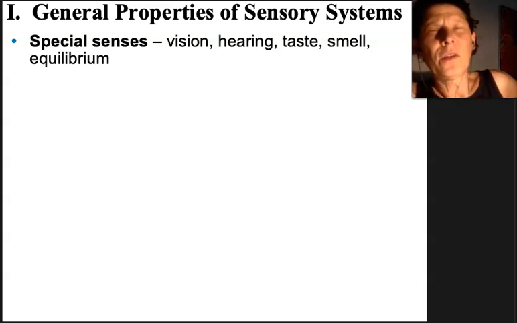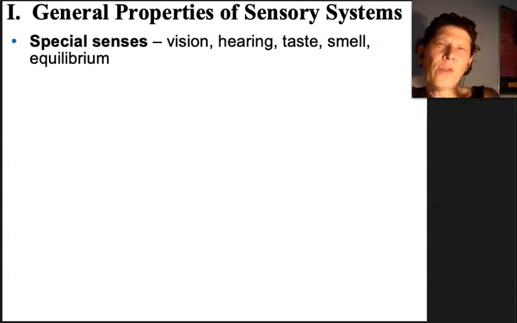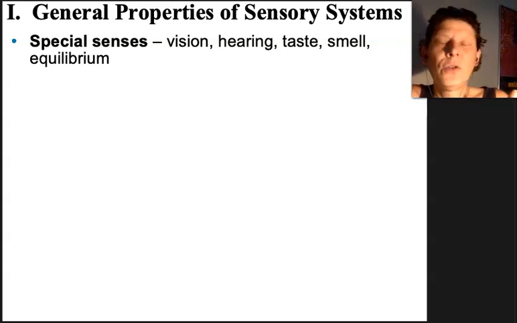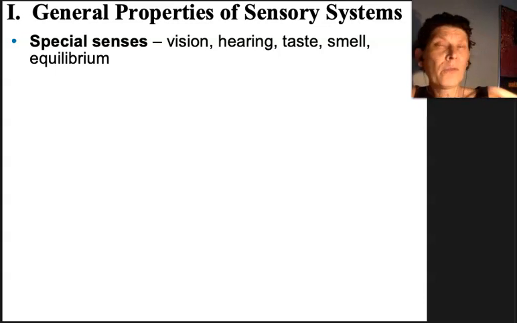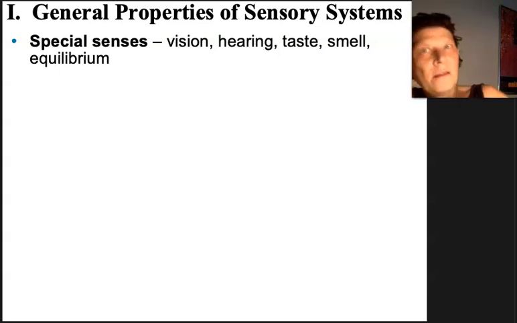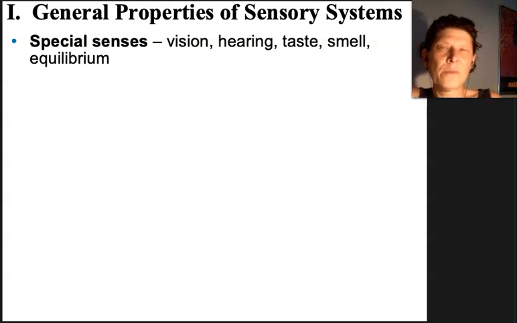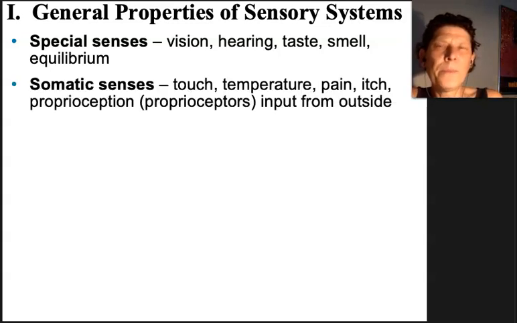Some general properties of the sensory system. One, we want to remind ourselves that we're talking about the afferent division, right? The sensory division of the nervous system, in particular, the peripheral nervous system. So that means receptors and sensory neurons that then send the information to the central nervous system. Special senses are, of course, vision, hearing, taste, smell, and equilibrium. Somatic senses are particular to either the skin or stretch receptors associated with your joints.